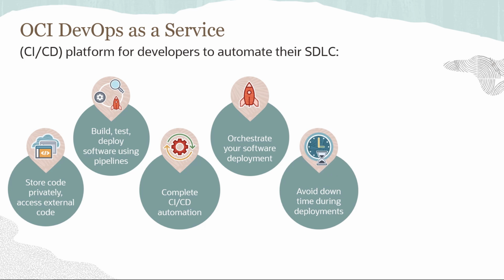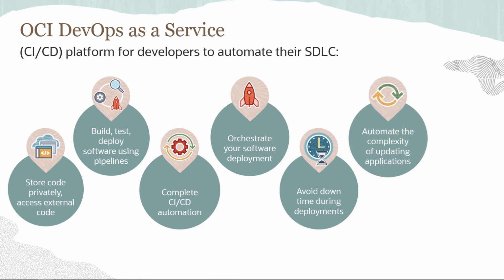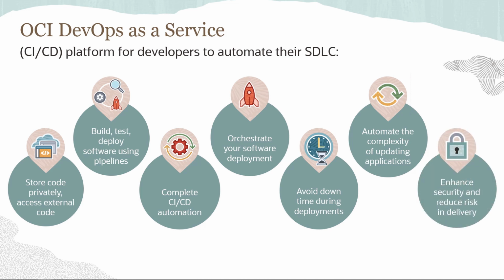It helps you avoid downtime during deployments through the blue-green and canary deployment strategies. It helps you automate the complexity of updating applications. Automation reduces the chance of human error that might introduce a security vulnerability. It enhances the security and reduces risk in delivery. As DevOps enables faster software delivery, security bugs can be resolved quickly by rolling out a fix.